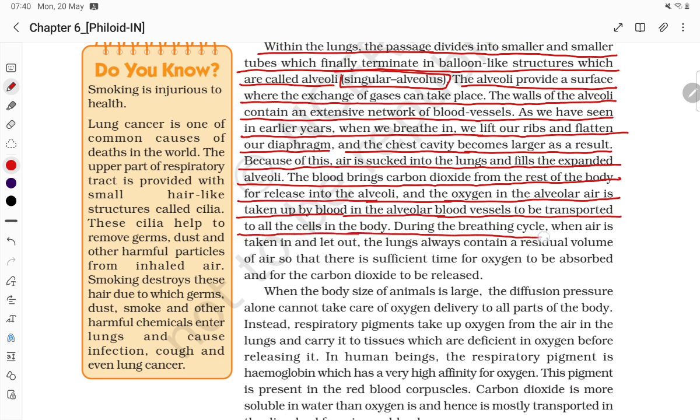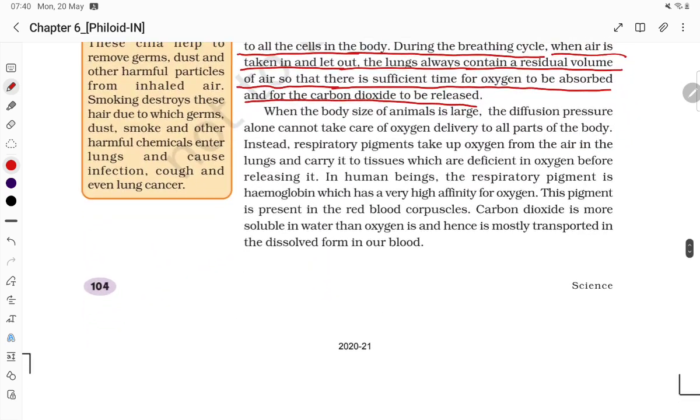in the body. During the breath cycle, when air is taken in and let out, the lungs always contain a residual volume of air so that there is sufficient time for oxygen to be absorbed and for the carbon dioxide to be released. When the body size of an animal is large, diffusion pressure alone cannot take care of oxygen delivery to all parts of the body.